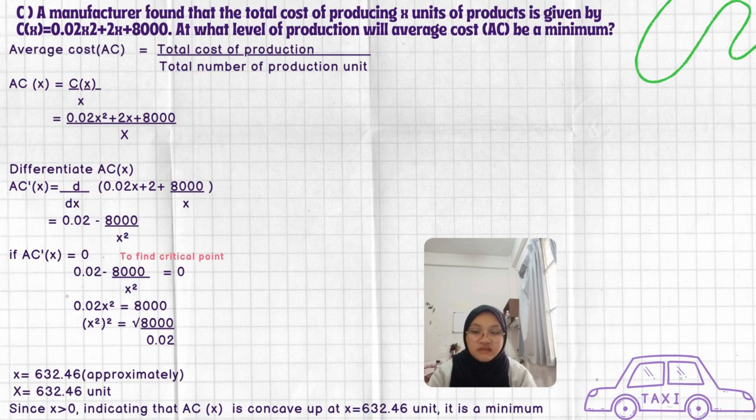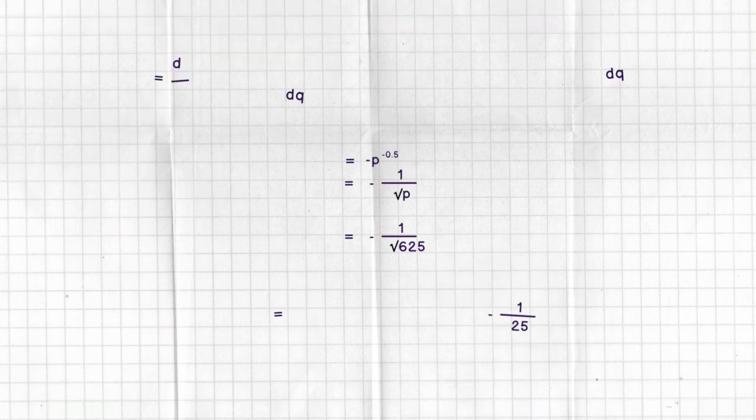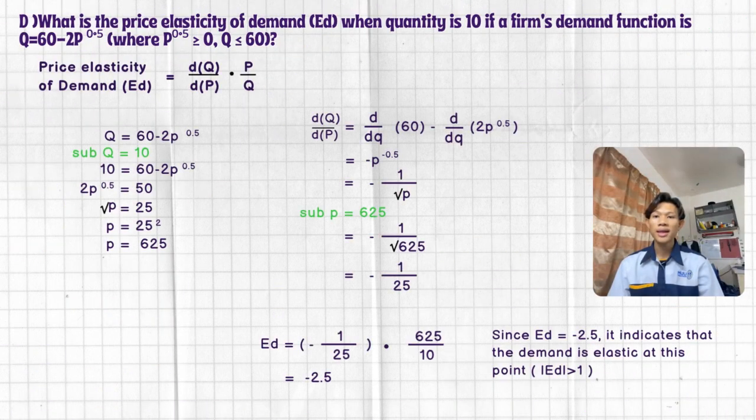3.46. Step 4 is verify the critical point. Since x is more than 0, indicating the AC(x) is concave up at x equal to 633.46. And the final answer is the average cost is minimized when x equals 633.46 units.